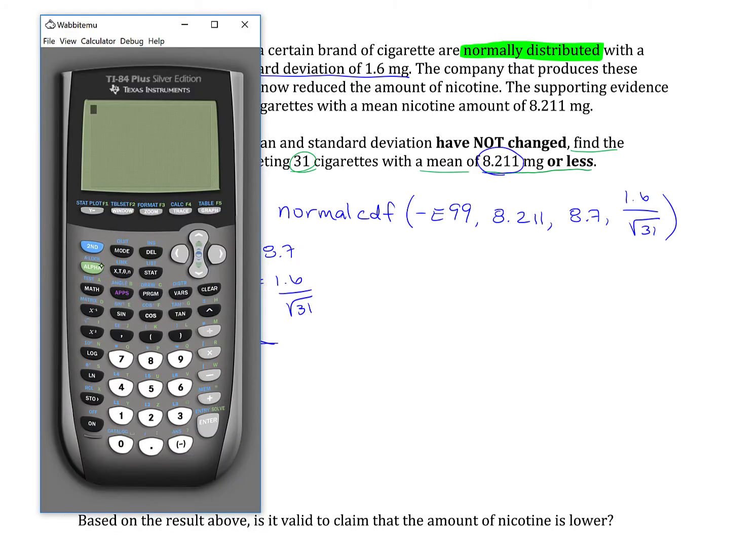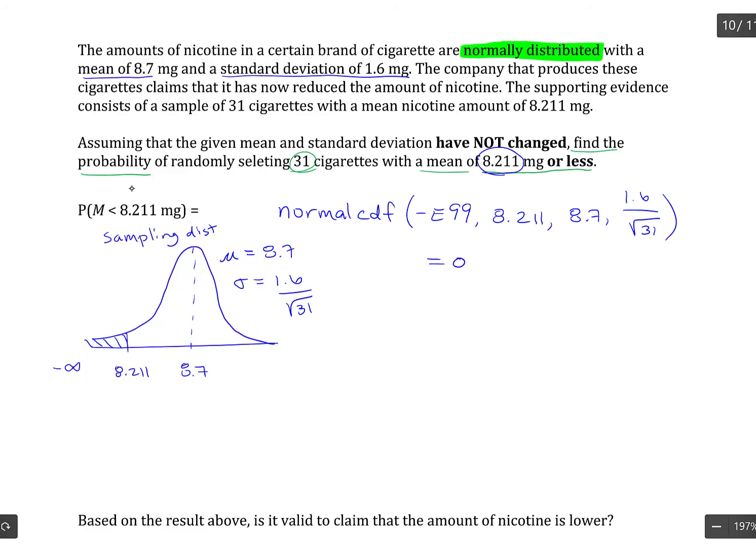Now, to put that in the calculator to get this probability, press second, distribution, which is on the vars key, and come down to normal CDF. I have negative e, so second and comma gives me that e, so 99, so that's negative infinity, 8.211, 8.7, and finally 1.6 divided by, make sure you don't forget the division, the square root, so second and square gives you square root 31. Press enter and you get 0.0444.